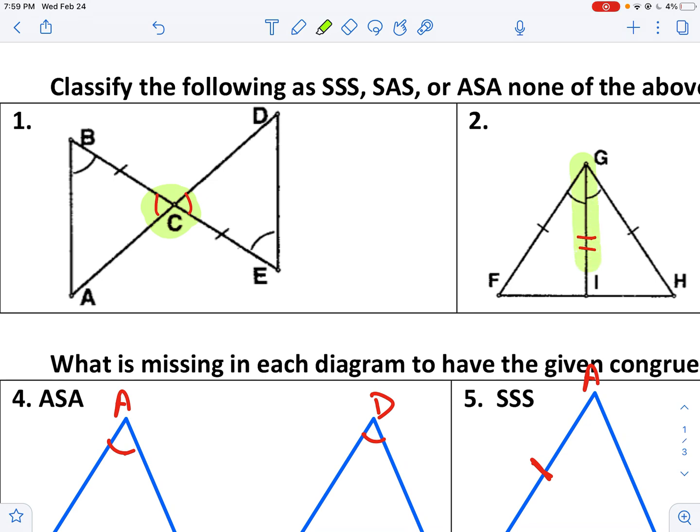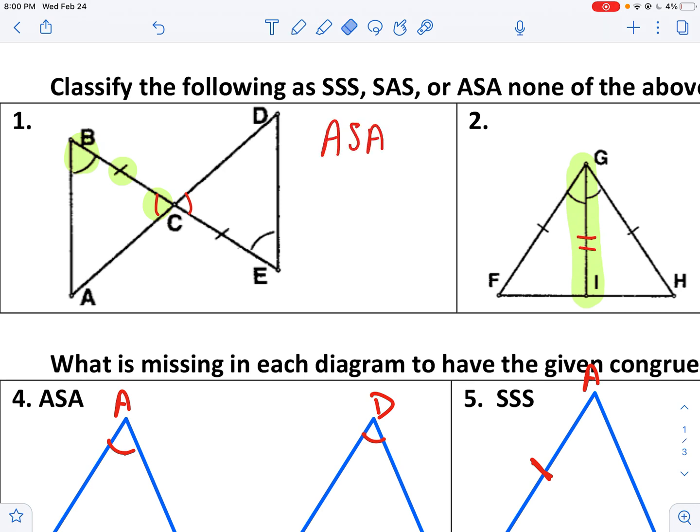Vertical angles are by definition congruent. And our shared sides are also congruent. By the reflexive property, GI is congruent to GI. It's the same as GI. So here I've got my vertical angles. I can mark those as congruent. Let's check out, what do I have? I have an angle, I have a side, and I have another angle. So this would be angle, side, angle.